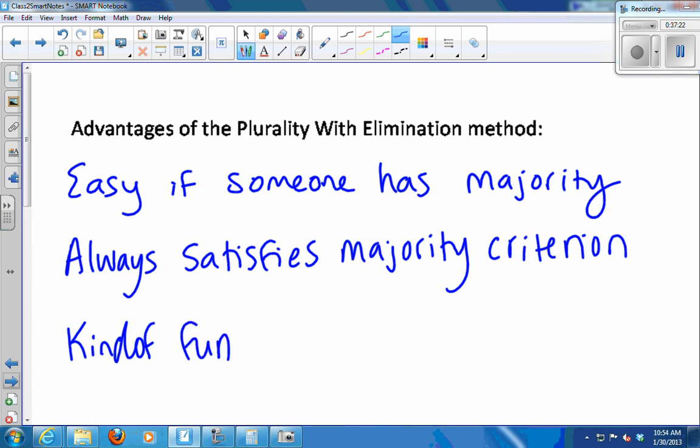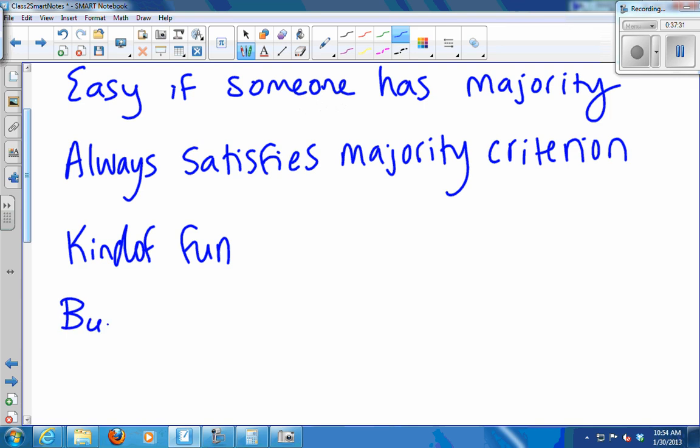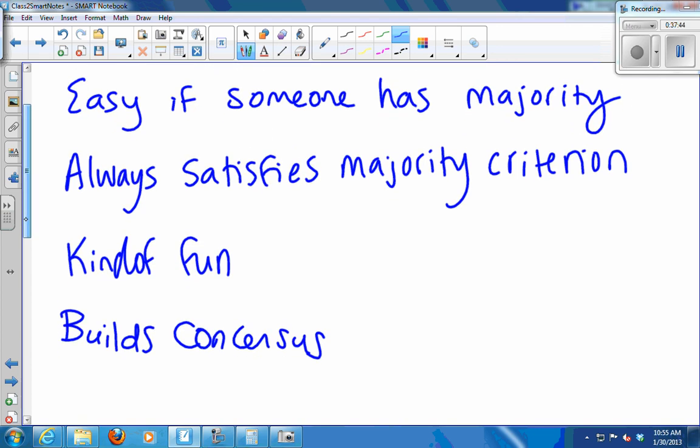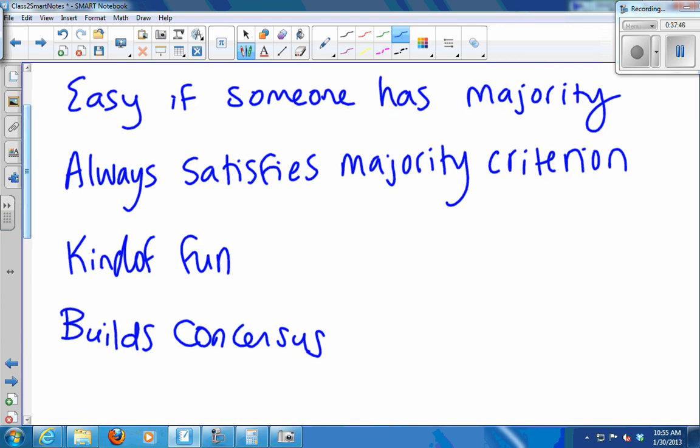I feel like it kind of builds consensus, right? You can't win with a very small percentage. So one of the disadvantages of plurality was that you could win with a very small percentage of the vote, and this sort of eliminates that. I mean, it kind of requires a majority eventually.